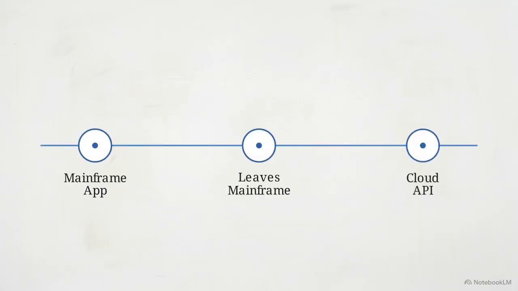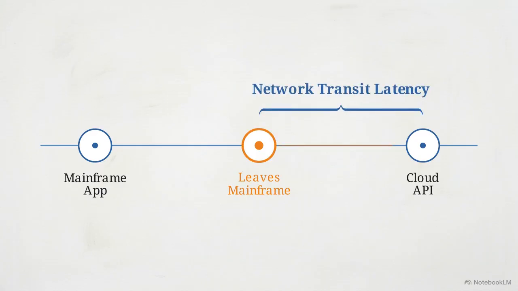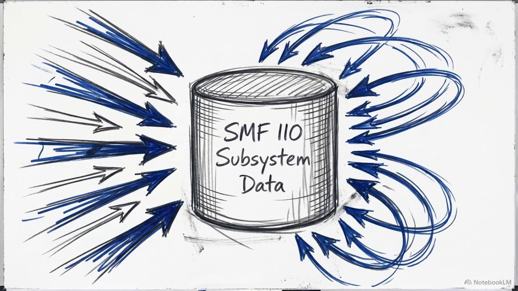Subtype 2 records include an additional timestamp logging exactly when the call leaves the mainframe, allowing us to calculate external network transit latency. Whether incoming or outgoing, diagnosing a system of record delay requires pulling subsystem-specific SMF110 data to uncover transaction-level resource starvation.